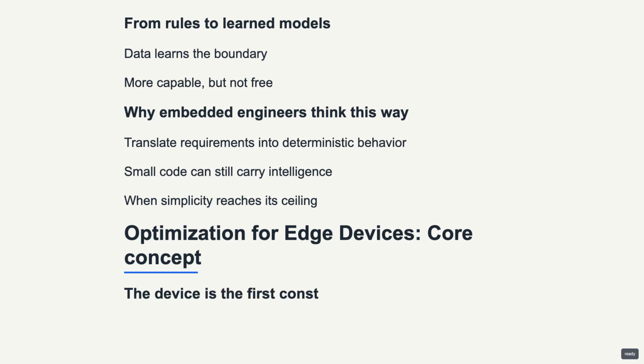A model does not get judged in isolation. It gets judged inside the machine that must run it. That means the hardware limits shape every later choice, from architecture to pre-processing.